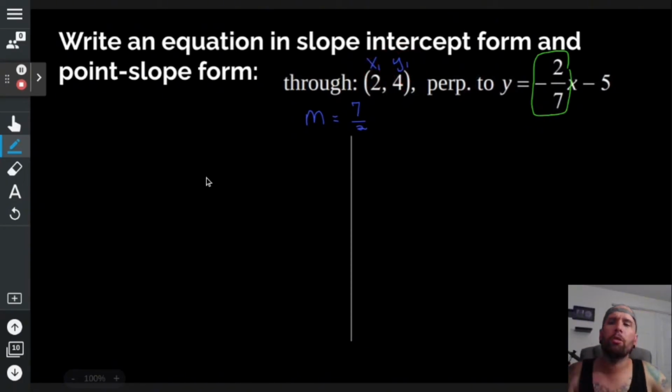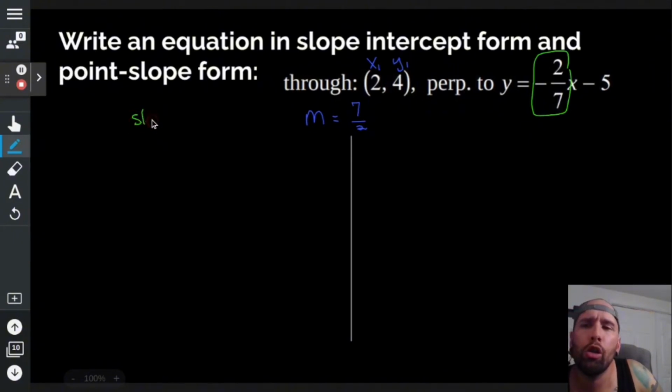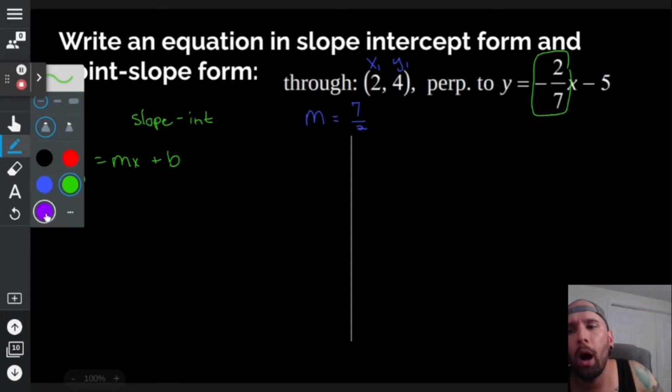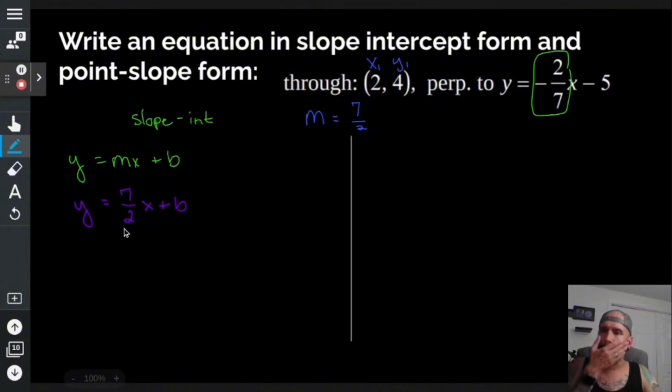So it says slope-intercept form. Let's do that first. Slope-intercept form looks like y equals mx plus b. Well, what do I know? I know that the slope is 7 over 2. So I'm going to write out y equals 7 over 2 x plus b. I don't know b. How can I find b?